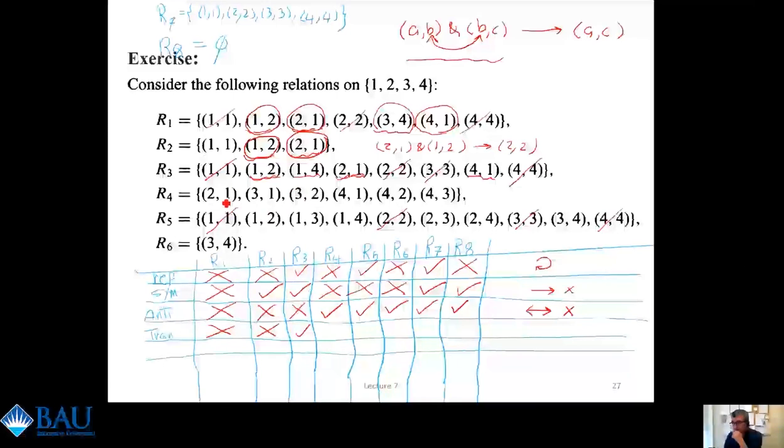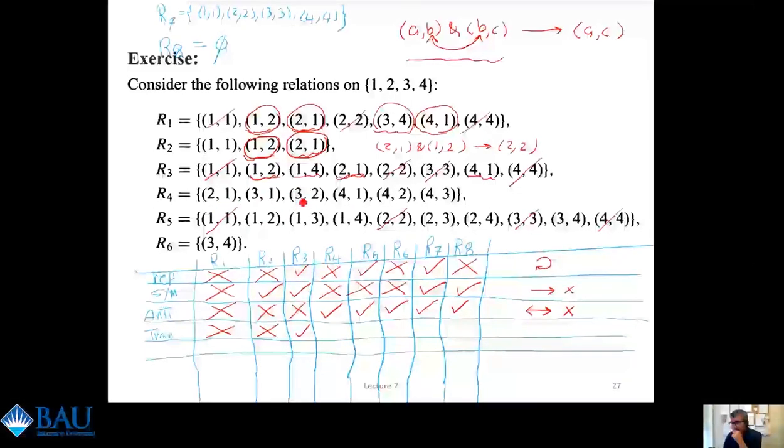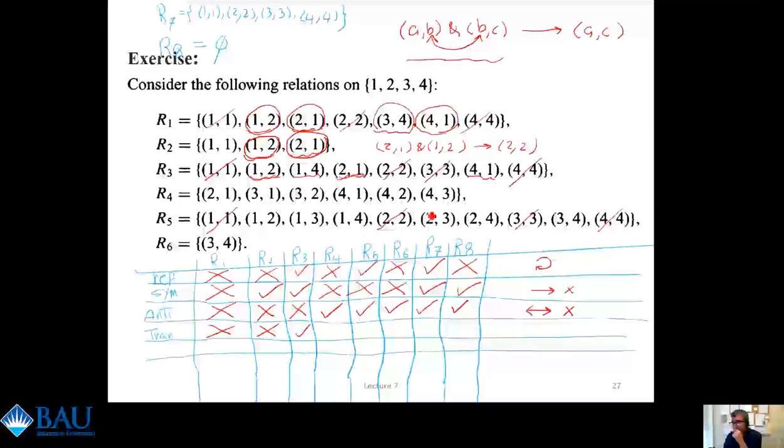We have (2,1). Okay, (3,1). Okay, (3,2) is (2,1), we have it. (4,1), we don't need to check it. (4,2), (2,1), (4,2). (4,3), (3,2), is (4,2)? Yes, this is transitive. Thank you, Ali. Really. So R4 is transitive.